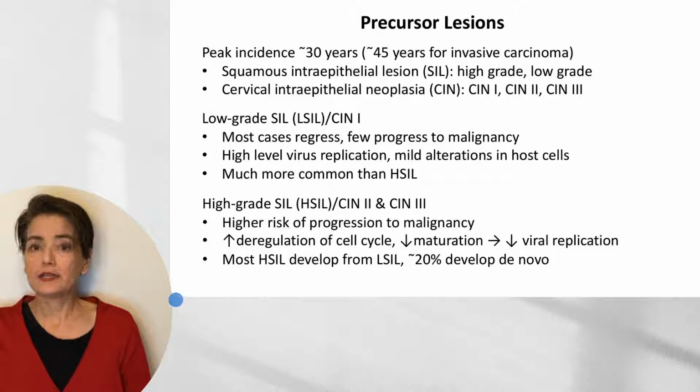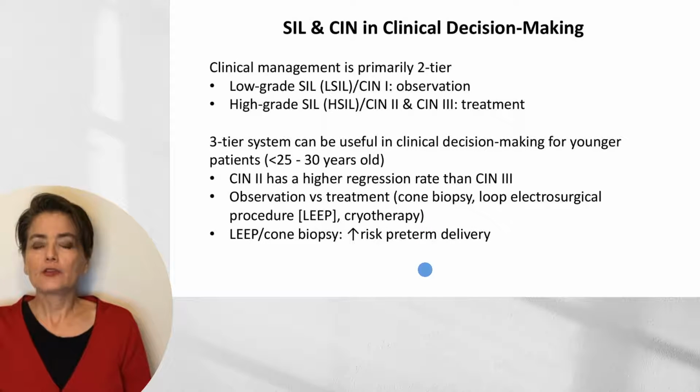So what this tells us is that if we are able to recognize L-cell and treat patients appropriately, we can prevent this progression to H-cell and malignancy. So why do we have these two systems? And the reason is that clinical management is primarily two-tier.